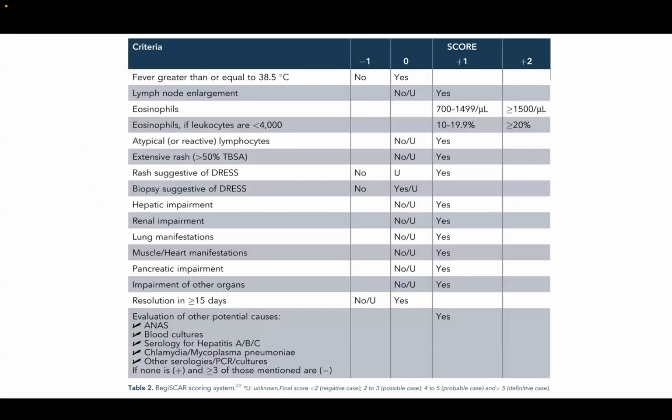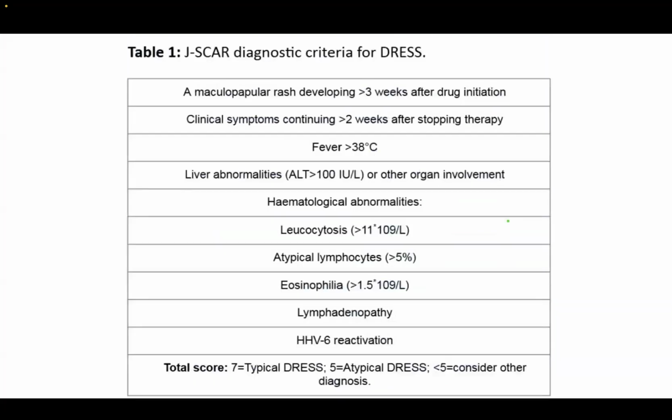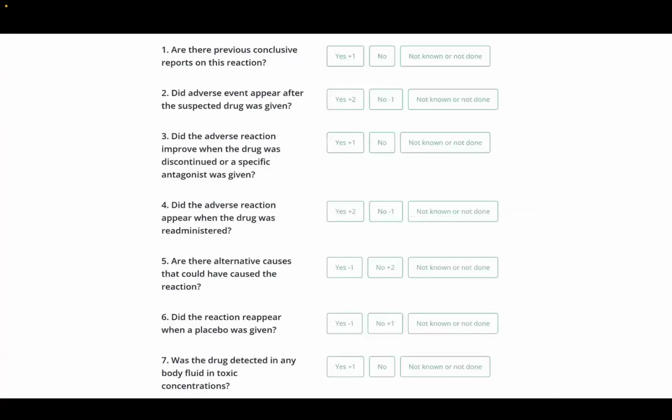I would just mention it briefly. I wouldn't go into details. These are what we call the diagnostic criteria for DRESS. You have to know the RegiSCAR criteria. You can determine, based on the criteria, whether the patient has a probable, possible, negative, or definite diagnosis based on the total score. And then you have the J-SCAR or Japanese group criteria, which are different from RegiSCAR and have different cut points for the total. So it determines typical, atypical, or definite, or whether you consider the diagnosis based on the total. These are what we call causality assessment scores or causality assessment tools.